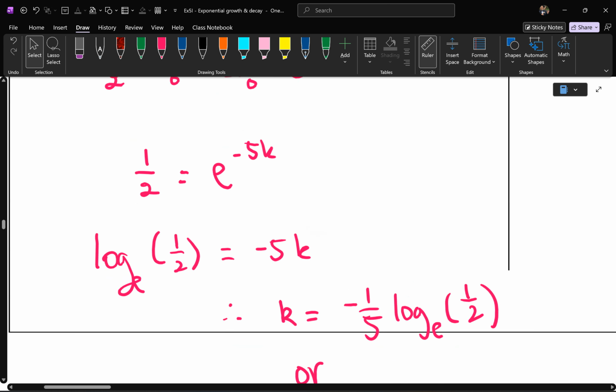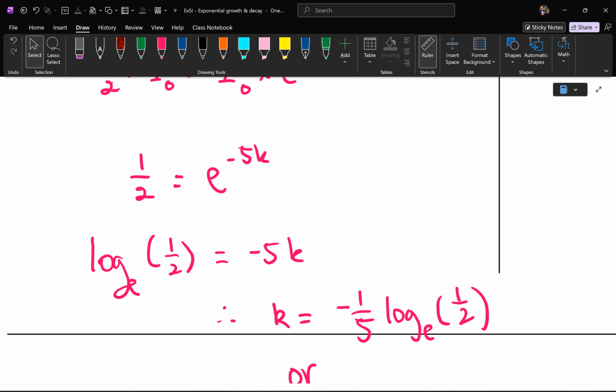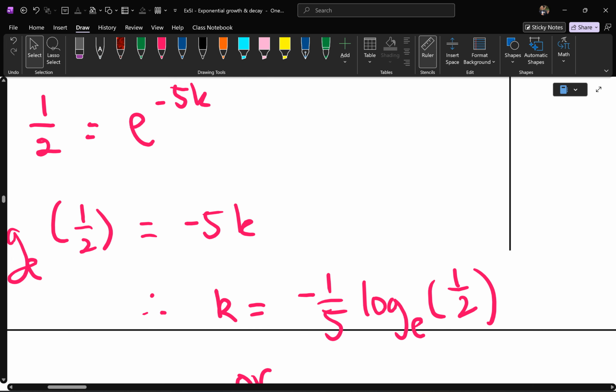And you should get, I just logged e on both sides there. So log e of half is equal to negative 5k. Divide negative 5 on both sides, and k should equal to this.